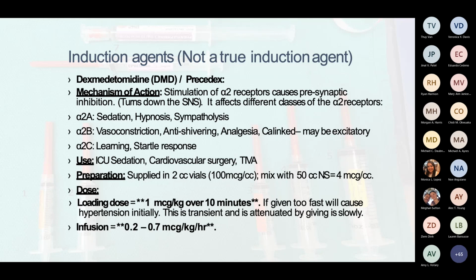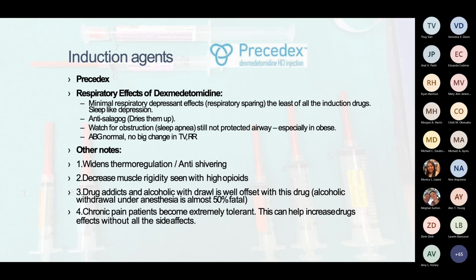The other thing you'll see is a lot of times you have to mix your own Precedex. So the standard concentration is going to be 4 micrograms per ml, and it depends on where you go how it's supplied. Some places will give it to you in a bag. Other places will give you 2 ml vials, and you have to mix your own. So just make sure you're familiar with what your facility has.